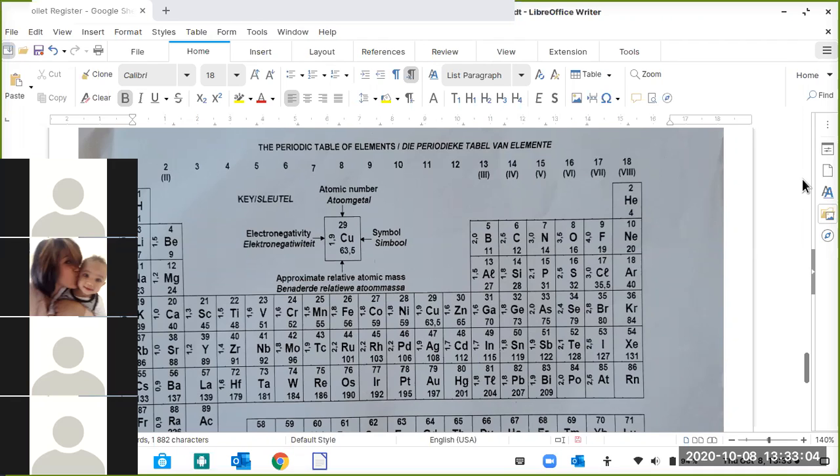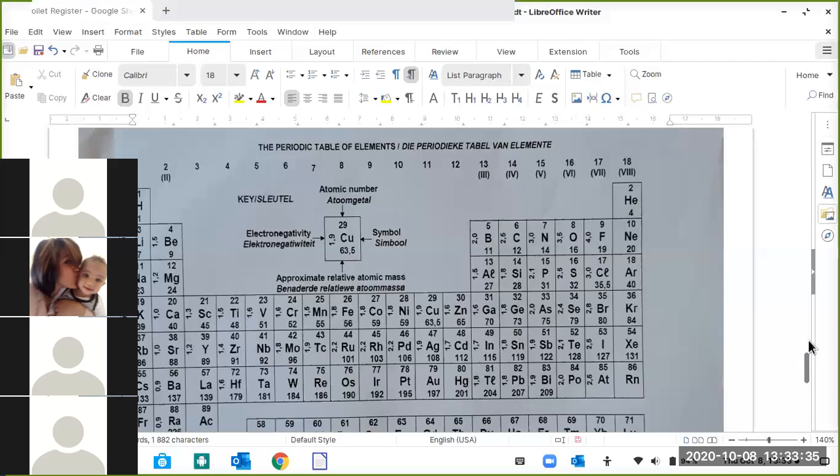What is the symbol in the periodic table? Katlego? Thank you. Be very, very careful when writing elements. They always start with a capital letter, right? It's always a capital letter. So it's M, what? G. And what does Mg mean? This is just for the sake of interest. It means what? That's magnesium.